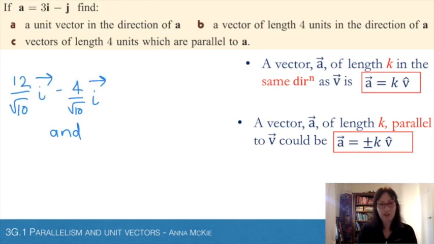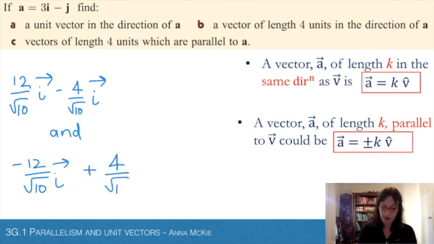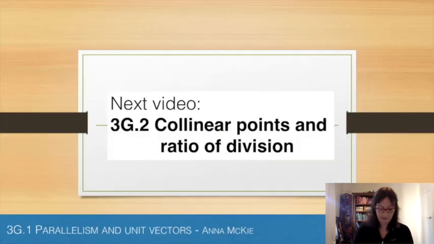Notice that the first one there was our answer from part B, but because we can also have the negative versions of that, because that would mean they run in the opposite direction, we take each of them and change the signs of each component, and there are our two answers for vectors of length 4 units parallel to A.